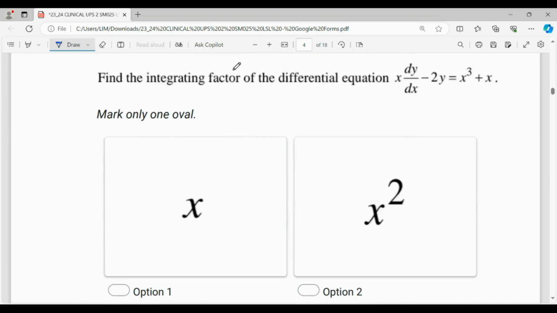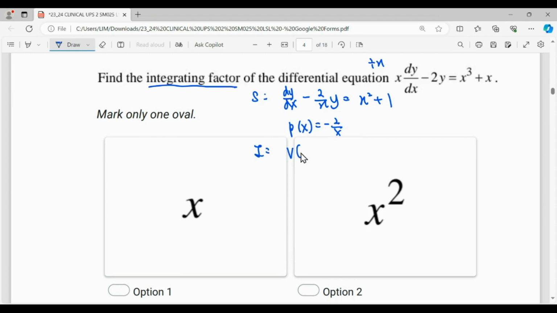Next, find the integrating factor for this DE. So first, when we are involving an integrating factor, we must start with the standard form where dy/dx is the first term. So this DE needs to be divided by x. So when you divide by x, we can see the coefficient of y will be negative 2 over x. To find the integrating factor, this is the formula: v(x) equals e to the integral of P(x) dx. So to integrate this, negative 2 we factorize out.